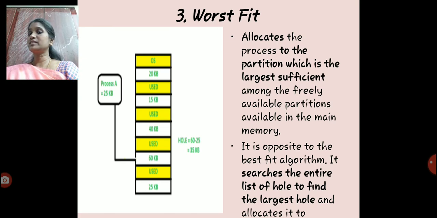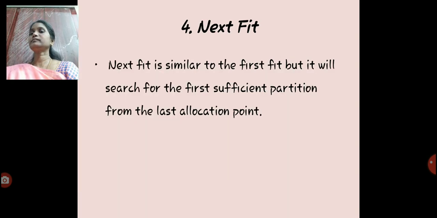When it encounters 60 kb, which is the largest of all, that is allocated to the process, which is of only 25 kb, right? So this is the worst fit. The last one is next fit. Next fit is just similar to first fit. It will search for the first sufficient partition from the lastly allocated point.